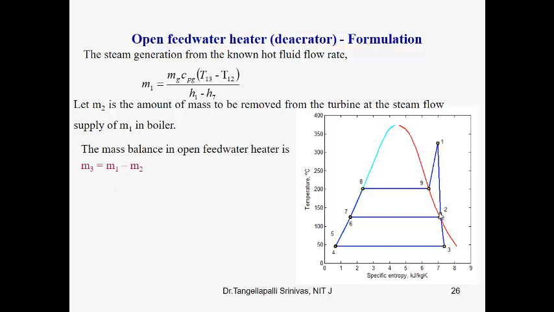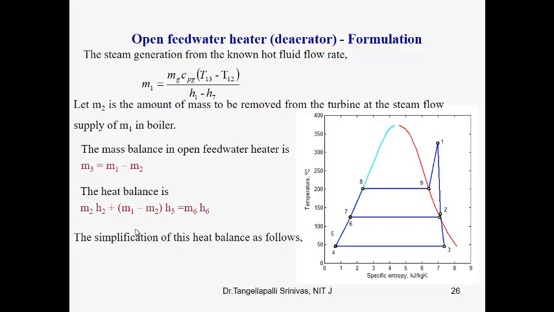If m2 is the steam used for the feed water heater, the balance steam is m1 minus m2. The heat balance is m2 plus m5 is equal to m6. So the simplification of this mass balance and energy balance shows m2 is equal to m1 into (h6 minus h5) by (h2 minus h5). If m1 is equal to 1, this becomes (h6 minus h5) by (h2 minus h5).